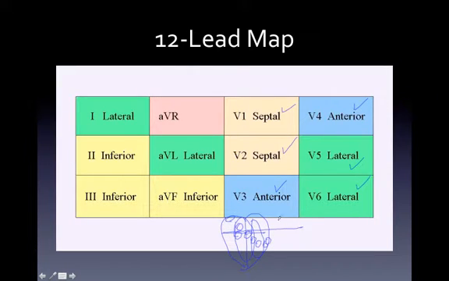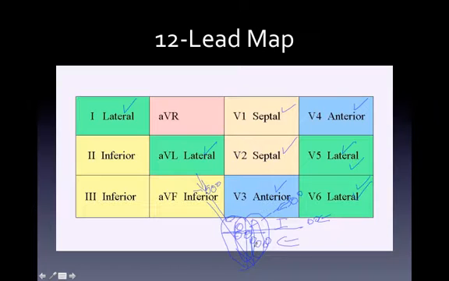lead 1, and AVL all look at the lateral side. So lead 1, AVL, V5, and V6 all look at the lateral side. AVR is way up here at negative 150 degrees, and it is non-diagnostic. It kind of sees everything, run away from it. And I'll explain more of that here in just a second.